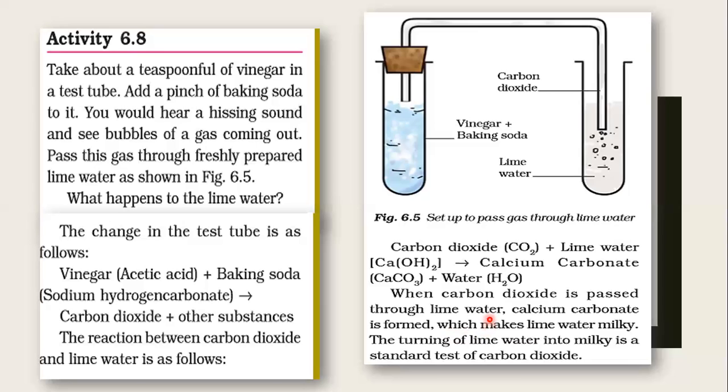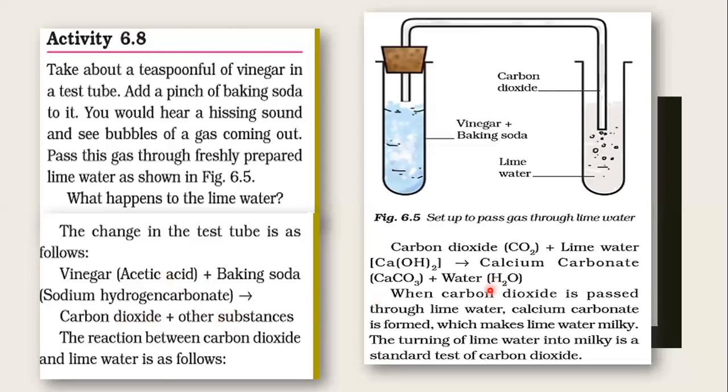Okay. Here also 2-3 compounds are formed. First, vinegar plus baking soda produces carbon dioxide. That is a chemical change. Now, when we allow the carbon dioxide to pass through freshly prepared lime water, again one more compound is forming, that is calcium carbonate, and water is forming. So these are all examples of chemical changes.